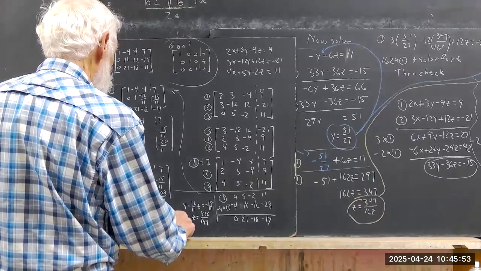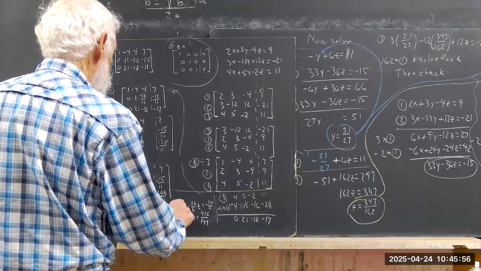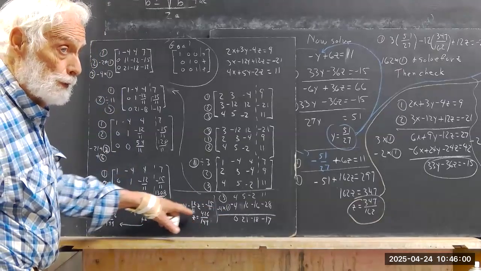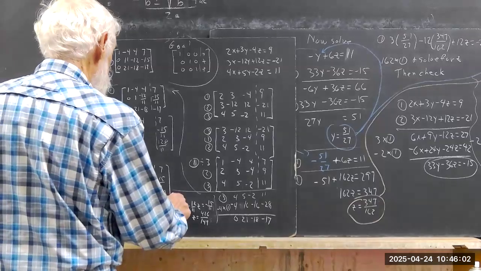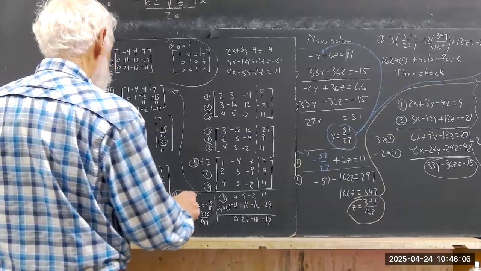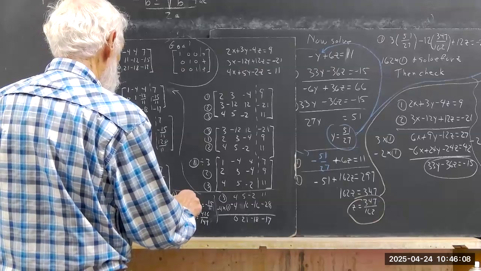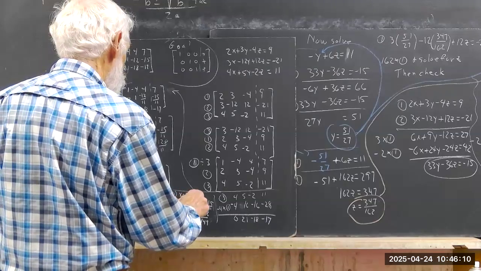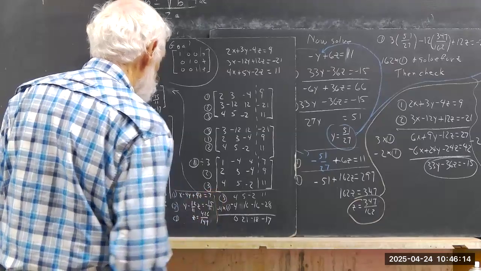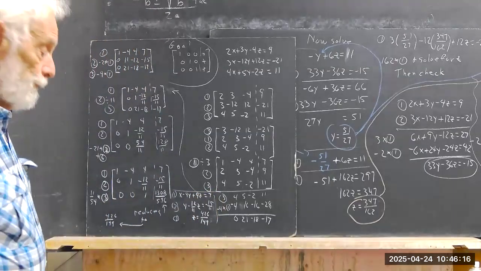In other words, this is my equation 3. This is my row 3. Row 3 corresponds to this equation. Row 2 corresponds to this equation. And row 1 is x minus 4y plus 4z equals 7. Okay.